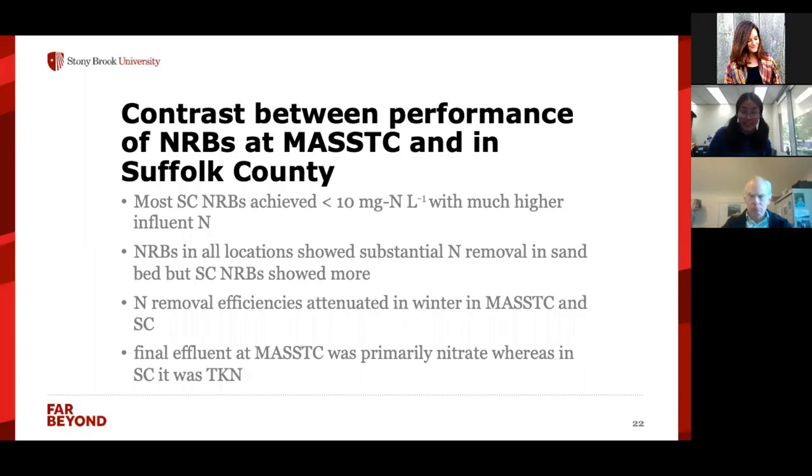So in summary, most of our NRB installations in Suffolk County still achieve less than 10 milligrams per liter in effluent, even though the influent nitrogen was higher in most cases than at MASDIC. All NRBs showed a lot of nitrogen removal in just the sand layer, though the ones in Suffolk County showed a lot more. All NRBs show less nitrogen removal in cold temperatures, and in the final effluent at MASDIC, most of the residual nitrogen was in the form of nitrate, and in Suffolk County, it was mostly in the form of TKN.